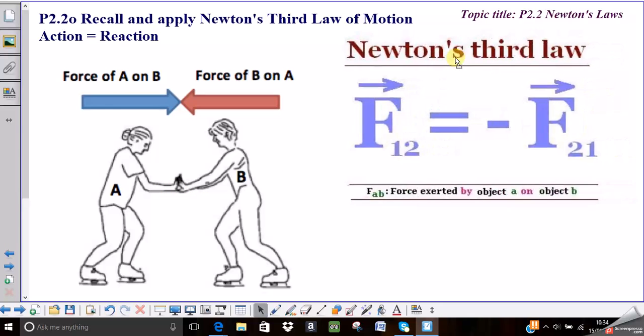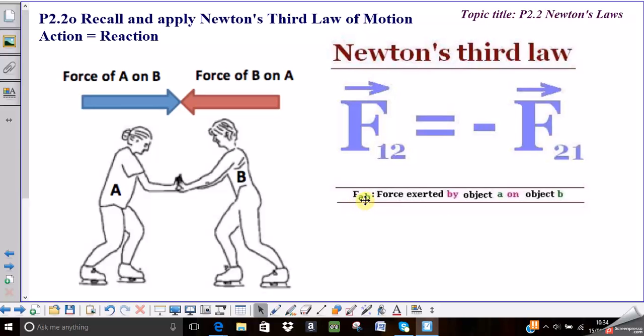So Newton's third law, practically: the force exerted by object A on object B will be equal to minus the force exerted by object B on object A. So the force on one object, for example the blue arrow, will be F12 because it's moving to the right, and it equals the negative of the red arrow F21, because this is moving to the left, and we add the negative sign to it.